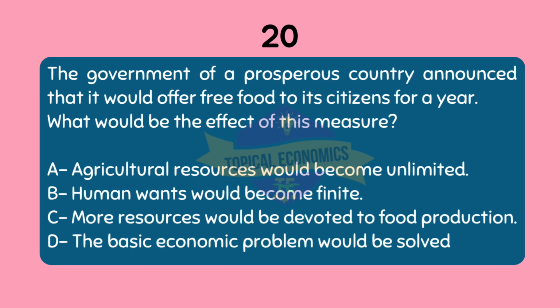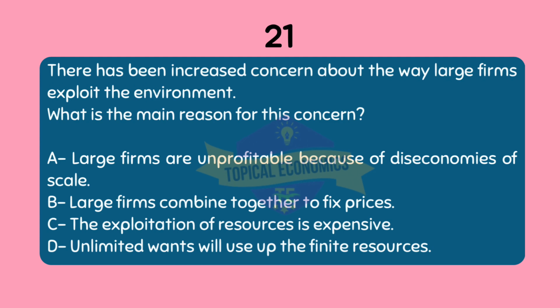Option A, agricultural resources would become unlimited, is incorrect. Resources remain finite even if the government provides food for free. Option B, human wants would become finite, is not true. Offering free food does not change the fact that human wants are typically unlimited. And Option D, the basic economic problem would be solved, is misleading. While free food might alleviate some immediate concerns, the fundamental issue of scarcity and resource allocation would still exist. Proceeding with the 21st question.